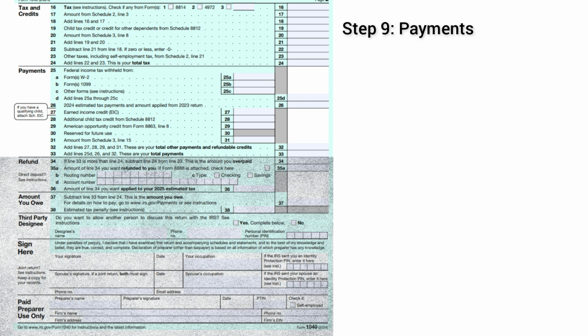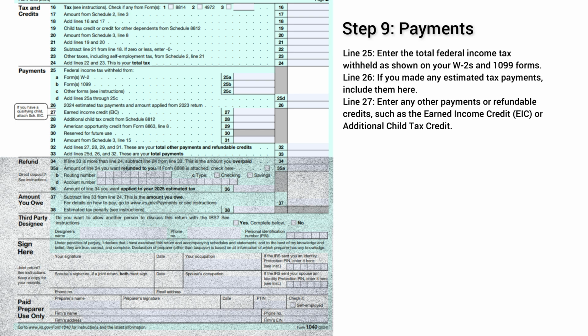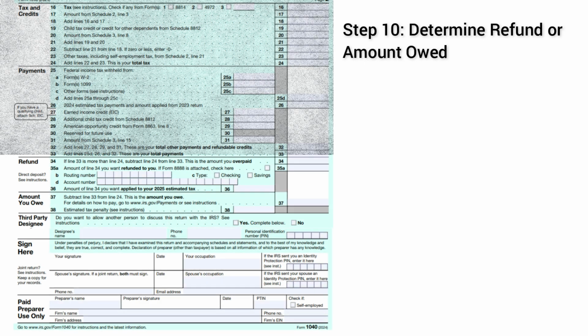Step 9. Payments. Line 25. Enter the total federal income tax withheld as shown on your W-2s and 1099 forms. Line 26. If you made any estimated tax payments, include them here. Line 27. Enter any other payments or refundable credits, such as the Earned Income Credit, EIC, or Additional Child Tax Credit.